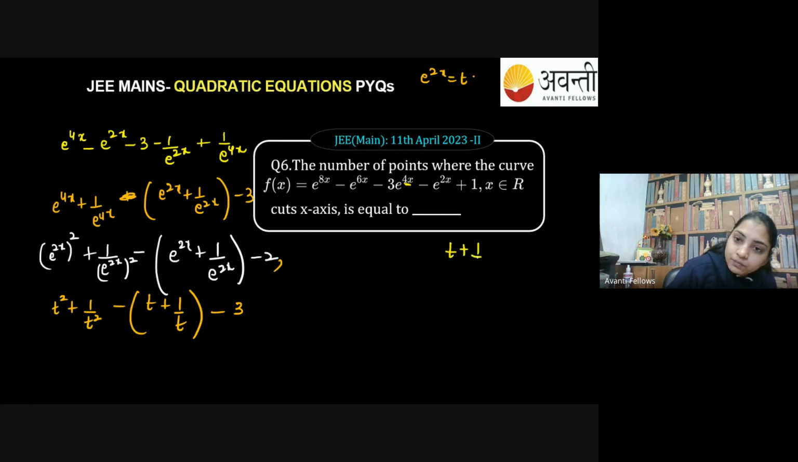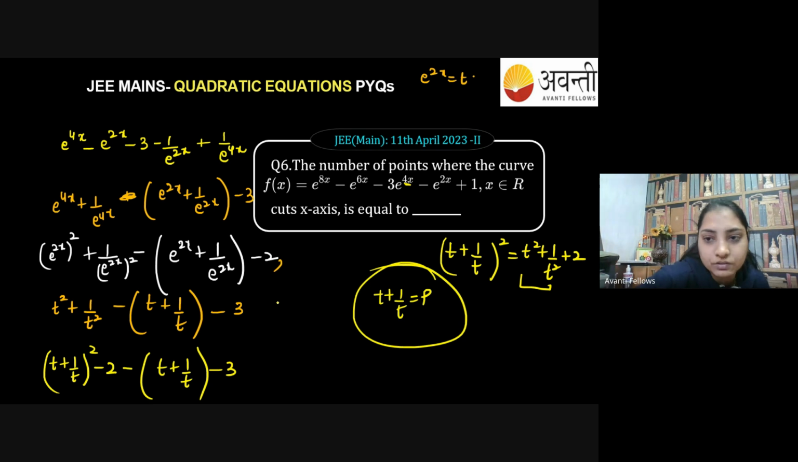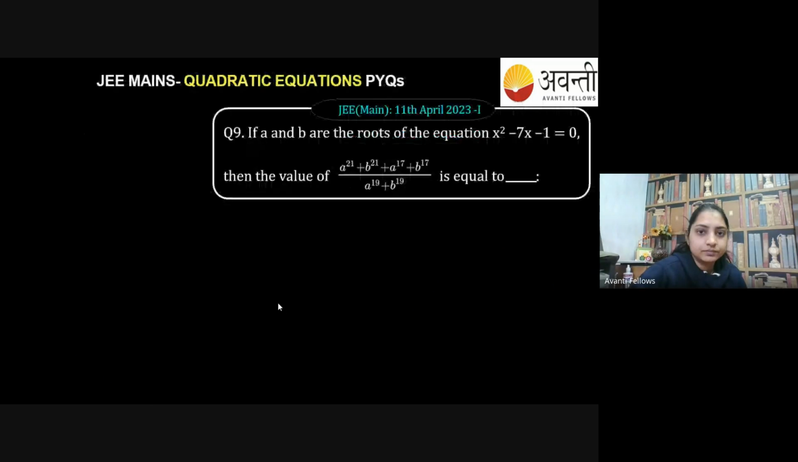Do you know that t plus 1 upon t whole square can be written as t square plus 1 upon t square plus 2? It means t square plus 1 upon t square will be t plus 1 upon t whole square minus 2, right, Harini? Minus t plus 1 upon t minus 3. Now I just need to put t plus 1 upon t equals p, and I will just find the quadratic equation. Will it be clear? Yes, ma'am. Okay, let's see the next question.